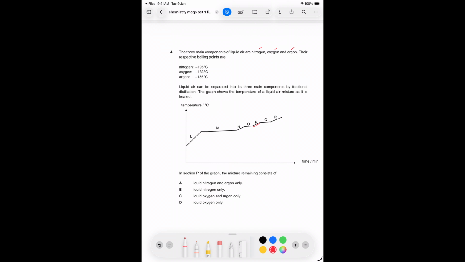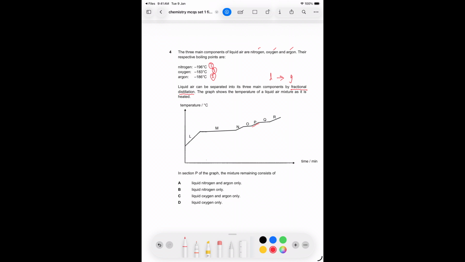The mixture remaining consists of, okay, so take note, this one is fractional distillation. So basically, it will undergo what? From liquid to gas. Okay, so whichever has a lower boiling point will distill off first. So if you go back to your boiling points here, which one will have the lowest boiling point? Nitrogen, minus 196. So nitrogen will be the first one to boil off, followed by argon, lastly oxygen.